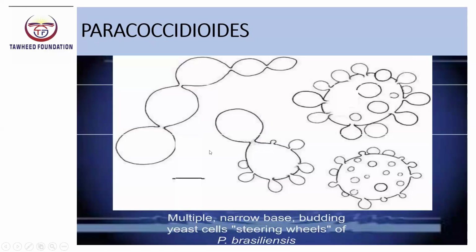You can see multiple narrow-based budding yeast cells forming ship's wheels of P. brasiliensis causing this paracoccidioidomycosis.